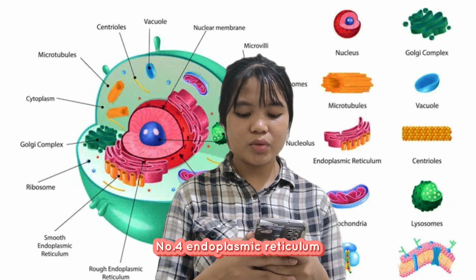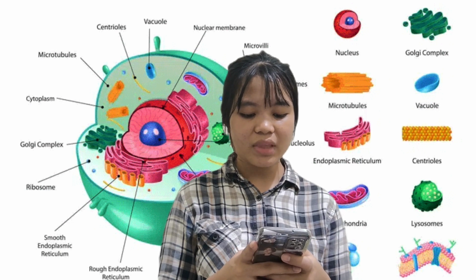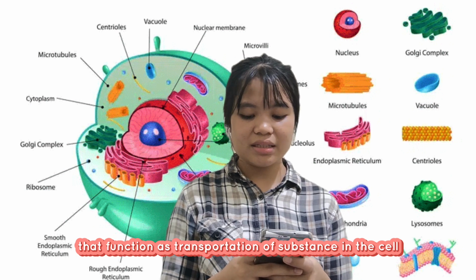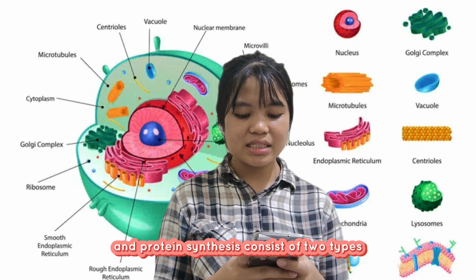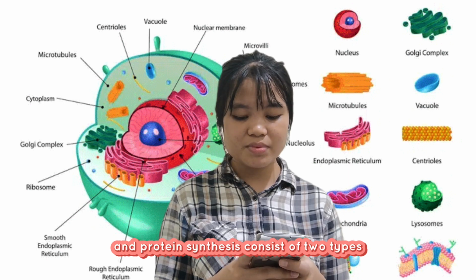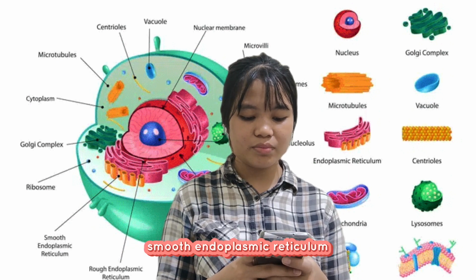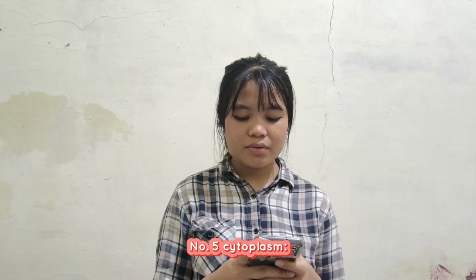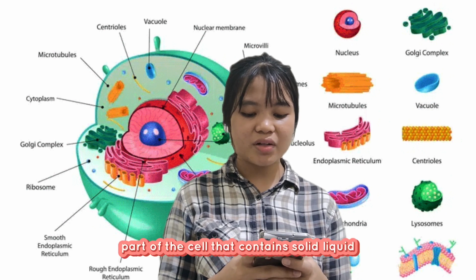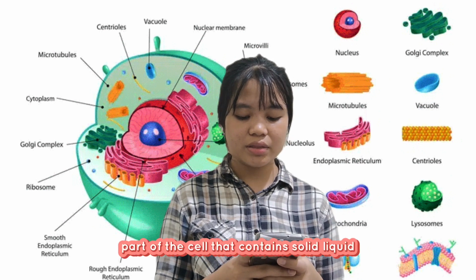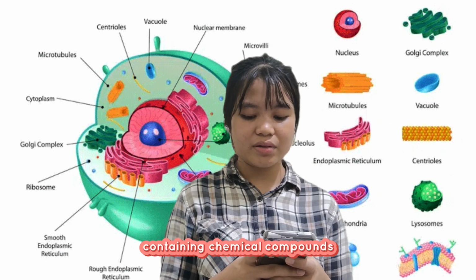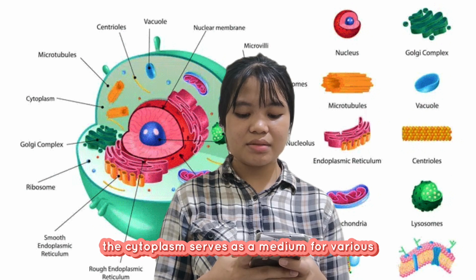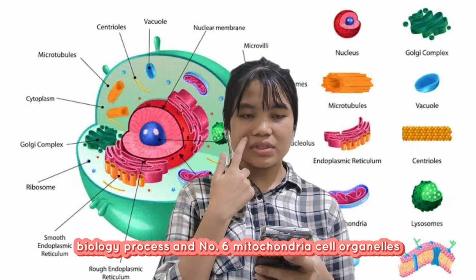Number four, endoplasmic reticulum. The structure that functions as transportation of substances in the cell and protein synthesis consists of two types, smooth endoplasmic reticulum and rough endoplasmic reticulum. Number five, cytoplasm. Part of the cell that contains solid liquid containing chemical compounds, vitamins, and minerals. The cytoplasm serves as a medium for various biologic processes.